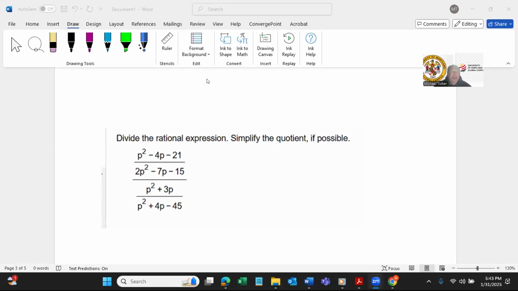Hello, everybody. Today, let's divide the rational expression that says p squared minus 4p minus 21 over 2p squared minus 7p minus 15 over p squared plus 3p over p squared plus 4p minus 45. Now, notice that we have a fraction with a fraction in it, which is called a complex fraction. So this thing that we have to simplify is called a complex fraction.